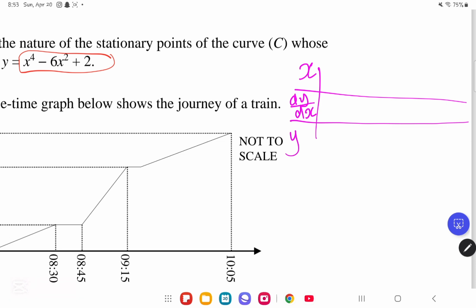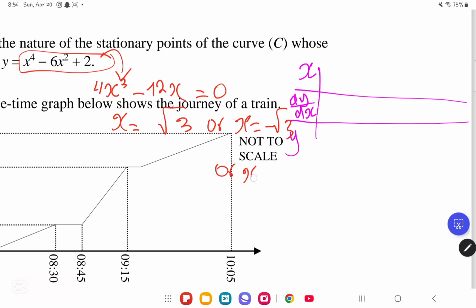So very simply, we're first going to find the derivative. When you find the derivative, you're going to have 4x to the power of 3 minus 12x. After this, we will need to find the roots. So 4x to the power of 3 minus 12x is equal to 0. You can find the roots in whichever way you want. You're going to get that x is equal to radical 3, or x is equal to minus radical 3, or x is equal to 0.